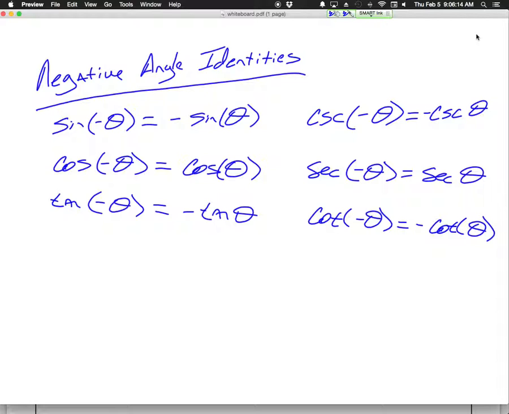So this makes dealing with negative angles a lot easier. Either you're going to pull the negative out or the negative's going to go away. And after you do that, then all you have to worry about is the positive. But the key to remember it is cosine and secant, the negative goes away, everything else, the negative comes out. So that is negative angle identities.